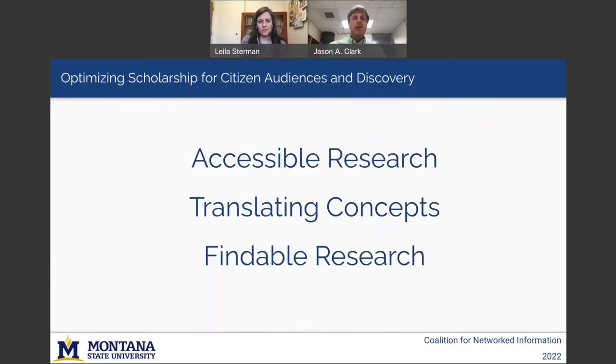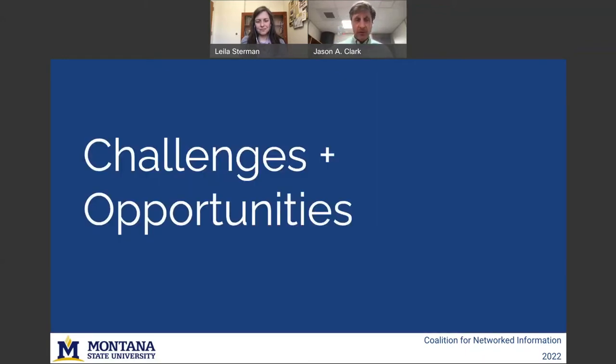So what this led to was obviously forms of, as Leila was talking at the top, accessible research, really hitting at translation of those concepts, that last mile of research understanding, and then also connecting it to ways that we think, places where our users are: findable research. Of course, there were challenges and opportunities.